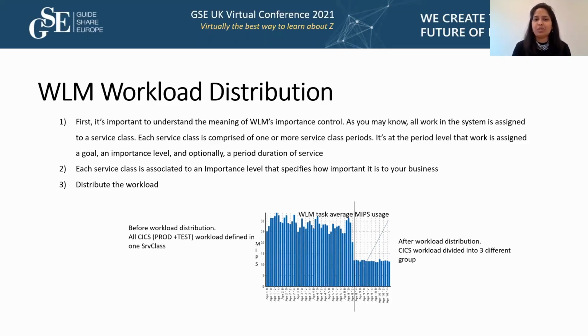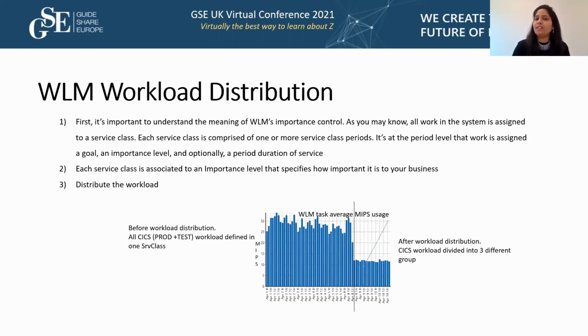The reason behind this is that before that, this customer had defined all the CICS regions in one service class and one goal, like prod CICS region, test or development CICS region, everything together in one bucket, one service class and one goal. And later, they divided this service class into 3 different groups, one for prod and one for test, with 3 different goals and 3 different WLM importance levels.